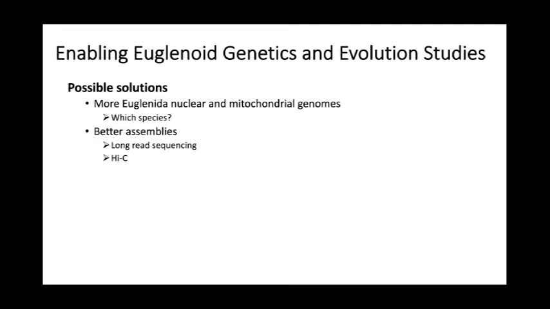Better assemblies. We need long read. The genome seems to be very complex in putting it together. Long read sequencing and Hi-C sequencing seem to help a lot. A lot of people have shown that and discussed that yesterday, and I'm sure I'll get to discuss more in the evolution studies coming up.